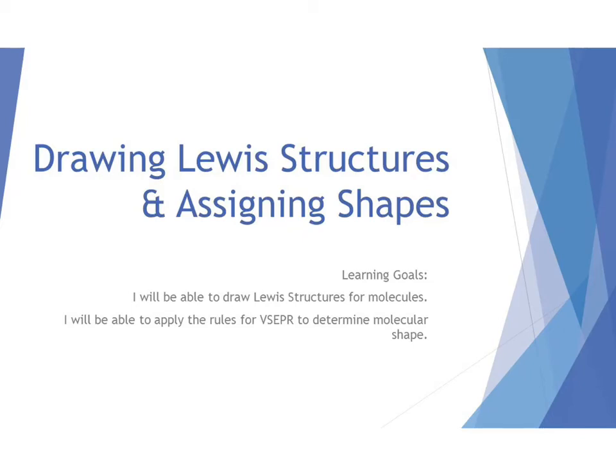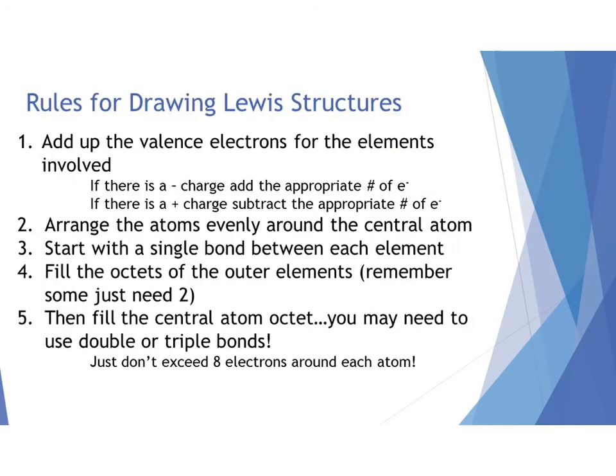In this video, we're going to look at drawing Lewis structures and assigning shapes using the VSEPR theory. Here are the rules to follow when drawing Lewis structures. You're going to add up the valence electrons for all the elements involved. You're going to do this using the group number from the periodic table. If there is a negative charge, you're going to add the same number of electrons as the negative charge. If there is a positive charge, you're going to take away the same number of electrons as the positive charge.